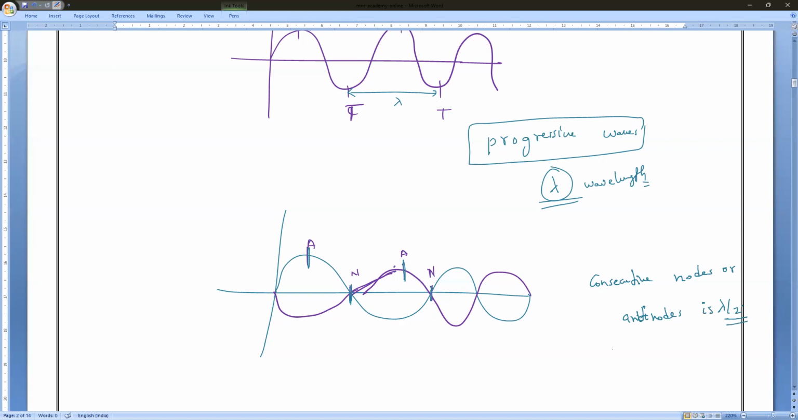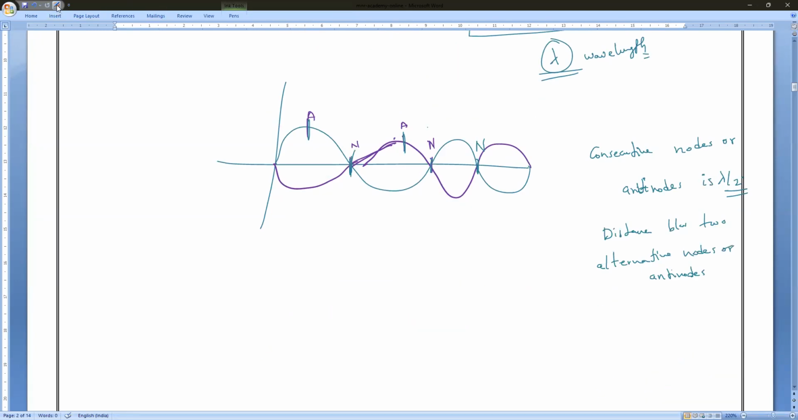Then the distance between two alternate nodes or antinodes, how much is it? Anybody? Suppose I take this one, and afterwards I take this one. From here to here is lambda by 2, then here also lambda by 2. How much is it? Lambda by 2 plus lambda by 2. Alternate means it will become how much? Next one again this one.